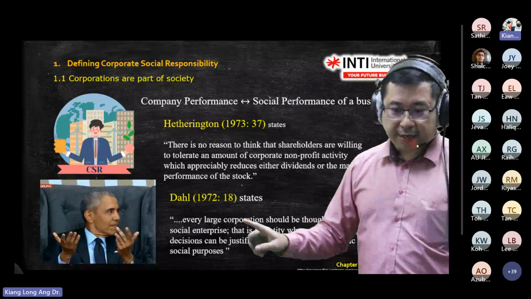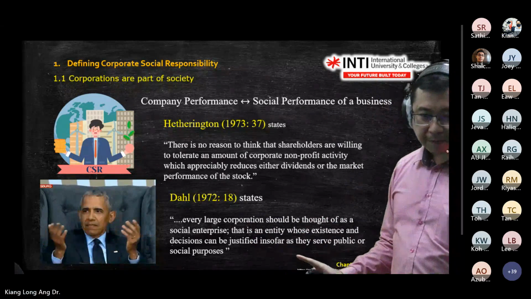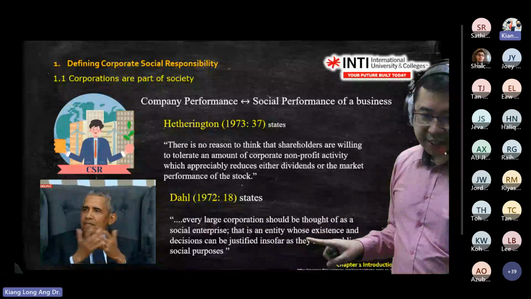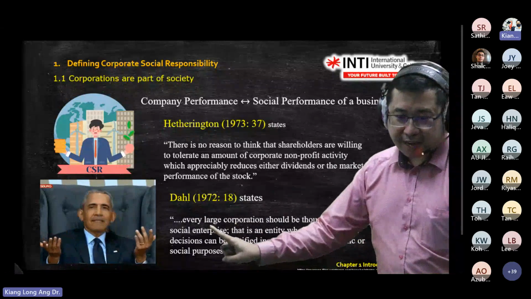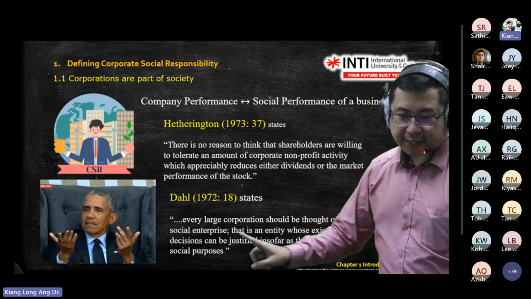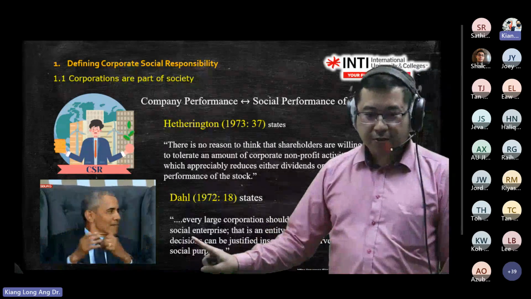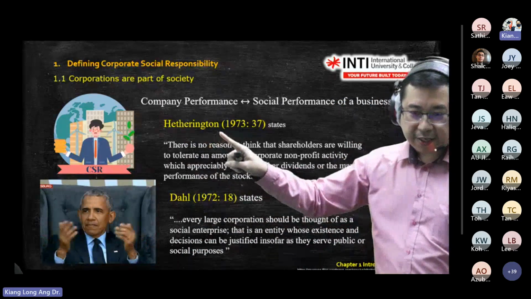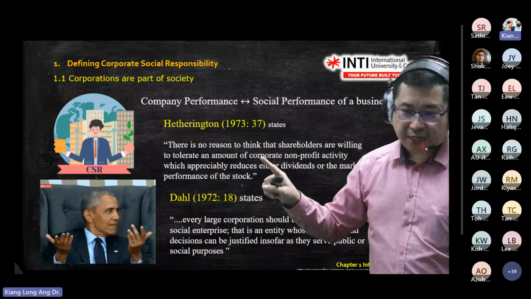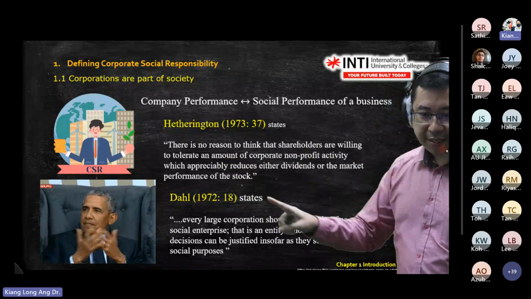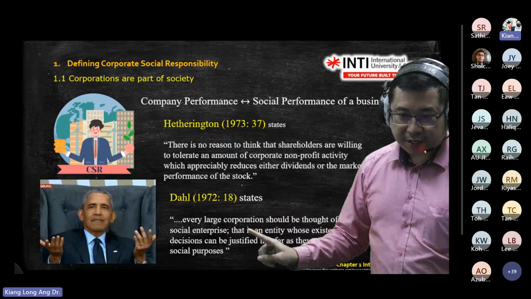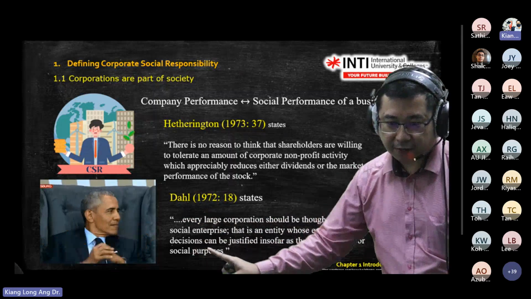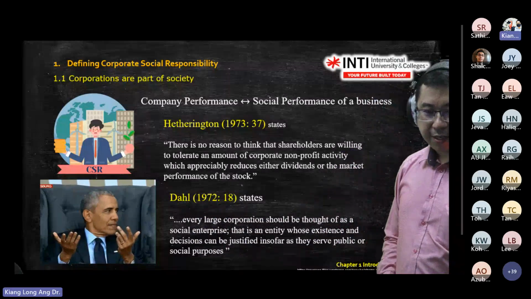Okay, and this is another person who mentioned CSR. The keyword for this person, Dal, is that he strongly says every corporation should be thought of as a social enterprise. If you see this social enterprise, it means this person said it. So Hetherington says no reason to think that shareholders are willing to tolerate; this is related to that person. If you see in the question that corporations should be thought of as a social enterprise or a loss of social purpose, it is under this person's statements.